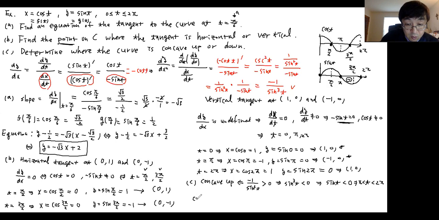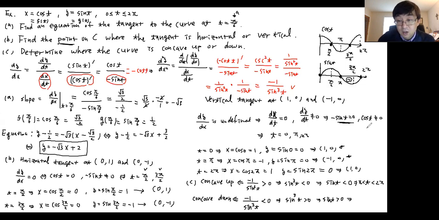So what about concave down? It's the opposite. For concave down, the second derivative, negative 1 over sine cubed t, is less than 0. The top is negative and the bottom is positive, so the fraction is negative. So sine cubed t is greater than 0. With the odd power, only the sine function needs to be positive: sine of t is greater than 0.